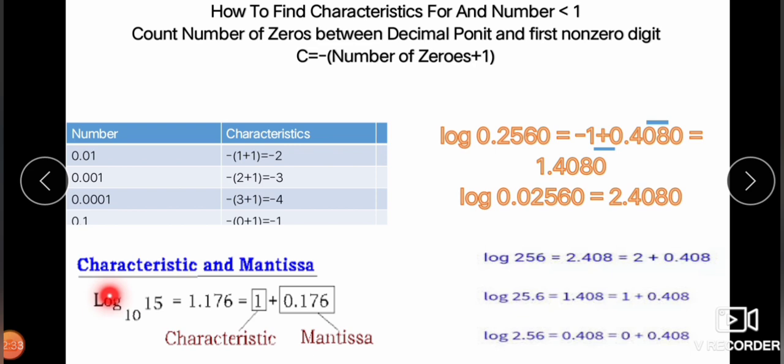Log of 15 to the base 10: its characteristics is 1 point, characteristics 1 and mantissa from log table is 0.176. So here characteristics represents the power or exponential before decimal and mantissa represents exponential after decimal. These characteristics we have to calculate orally by rules by counting either the number of digits or number of zeros, and this mantissa we have to see on the logarithmic page.